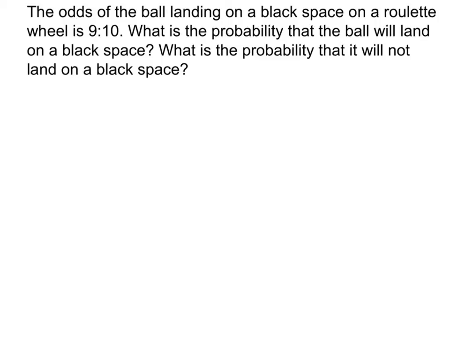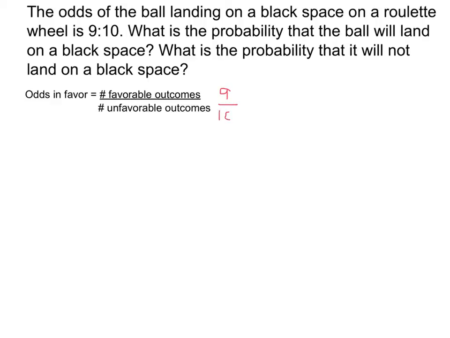So in order to do this, let's first remind ourselves of what the definition of the odds of something is. So the odds in favor of something happening is the number of favorable outcomes divided by the number of unfavorable outcomes. So in our example, it's 9, that's the number of favorable outcomes, to 10, which is the number of unfavorable outcomes.